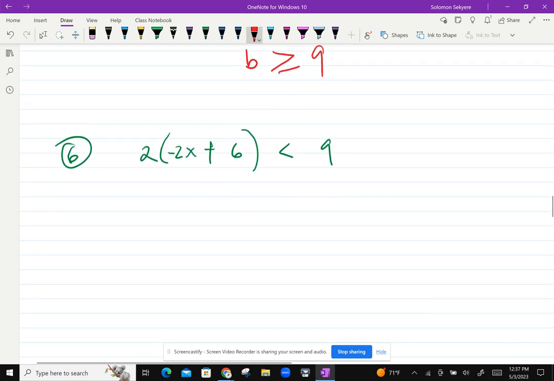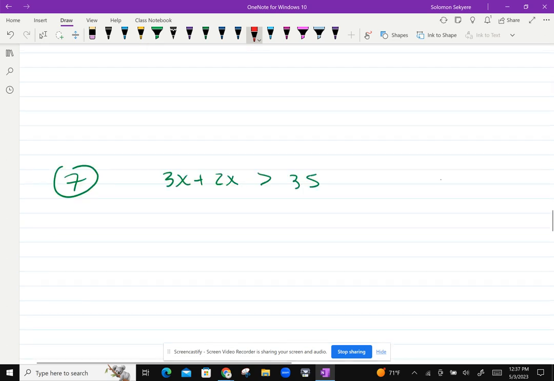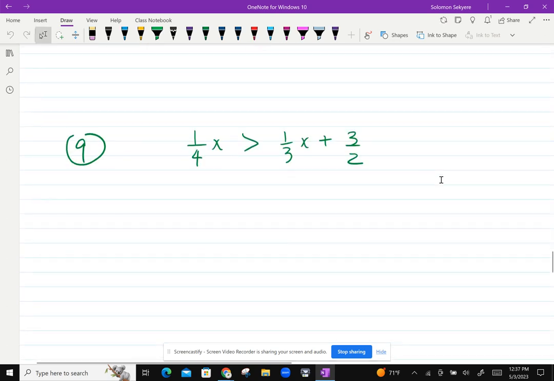Okay, here, if you can solve negative 2x plus 6 is equal to 9, if you can solve this, then you can solve this. Just pay attention to the inequality sign. All right, let's go down here.